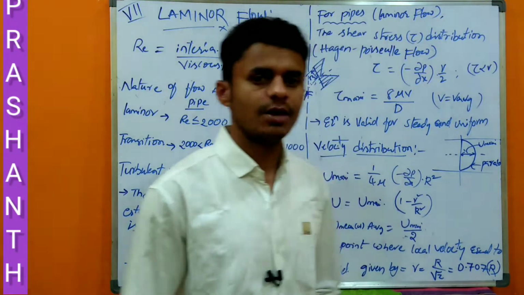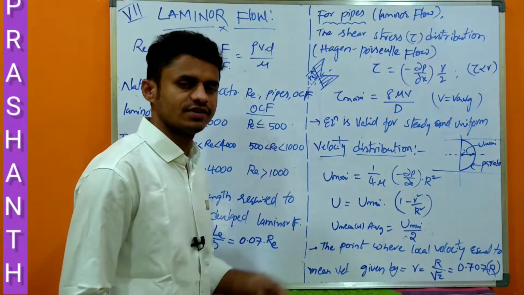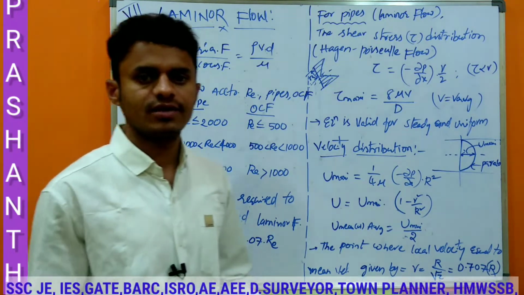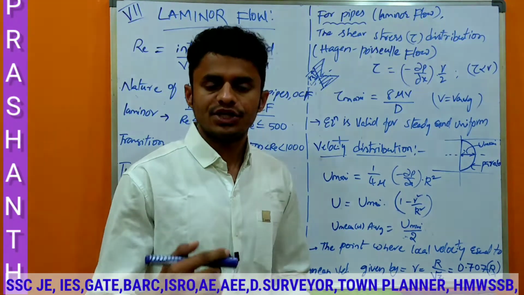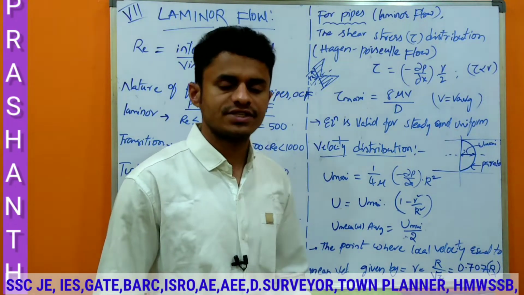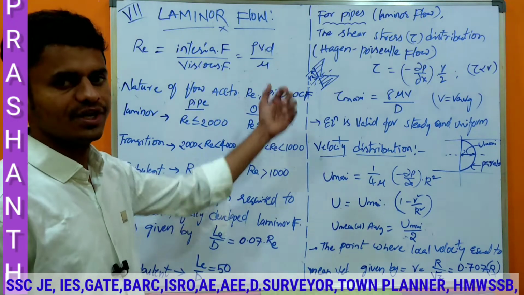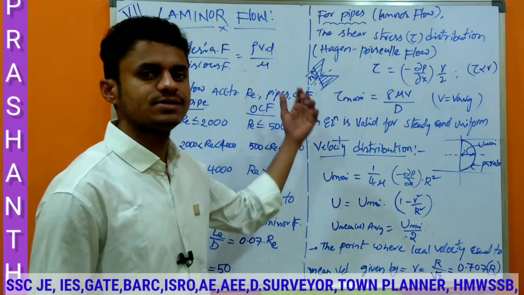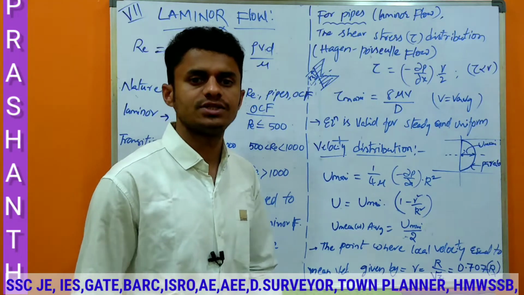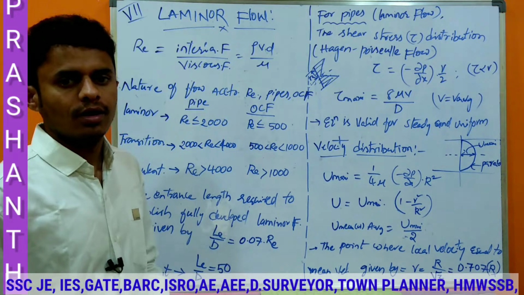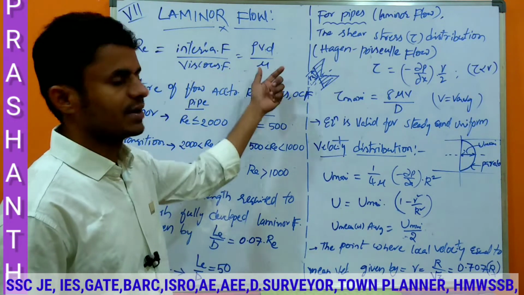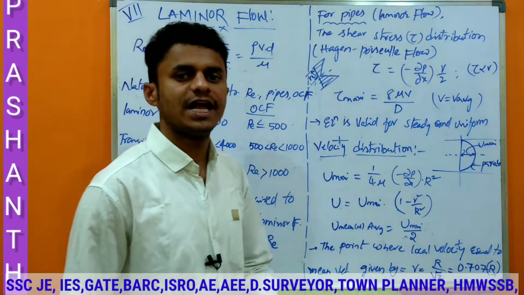Laminar flow. In laminar flow, the first one is Reynolds number. What is the Reynolds number? It is the ratio of inertia force to the viscous force. The formula is rho V d by mu. Here V is velocity or average velocity. D is the length of the pipe, not diameter, it is the length. Mu is dynamic viscosity.